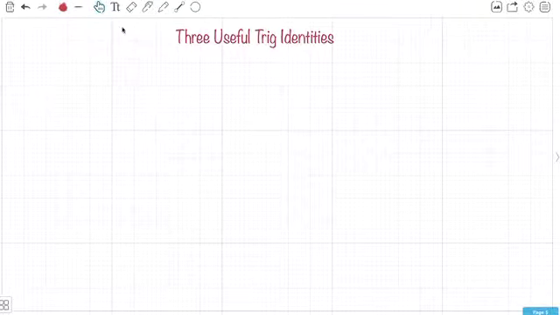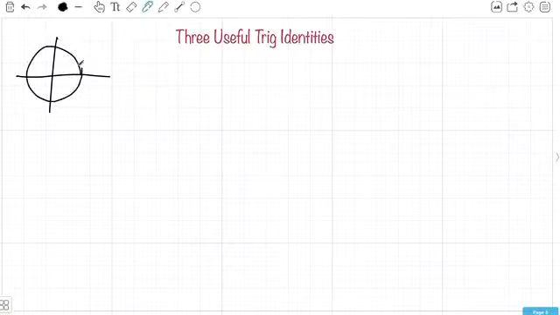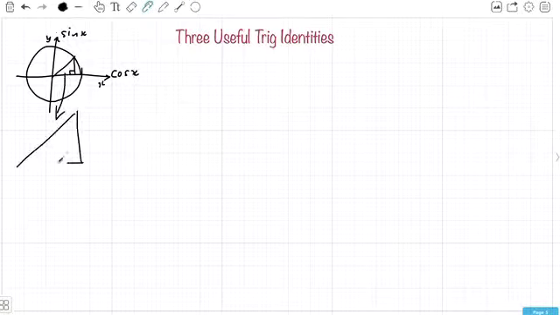Three useful trig identities that you're going to see a lot of in the trig work that we do. The first one is derived from the unit circle, and it's effectively Pythagoras' theorem for a right angled triangle. So remember that we think of cos of x being associated with the x-axis and sine being associated with the y-axis. So if we think about this triangle, let's look at this triangle here.